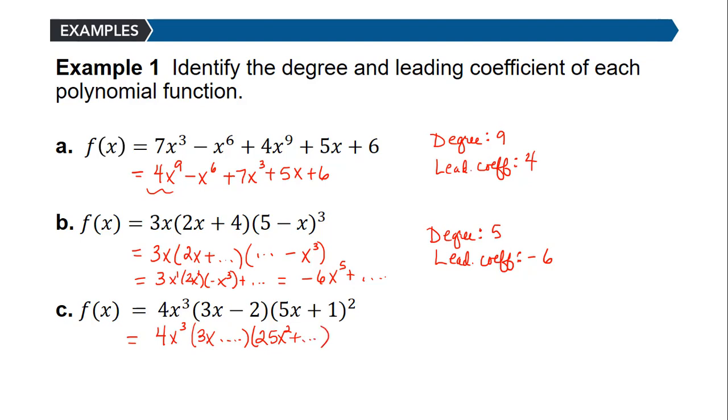And so we've identified the leading term of each of the factors when we multiply those, 4x cubed times 3x times 25x squared, we get 300x to the 3 plus 1 plus 2, which is 6. So that tells us that the degree is 6, and the leading coefficient is 300.